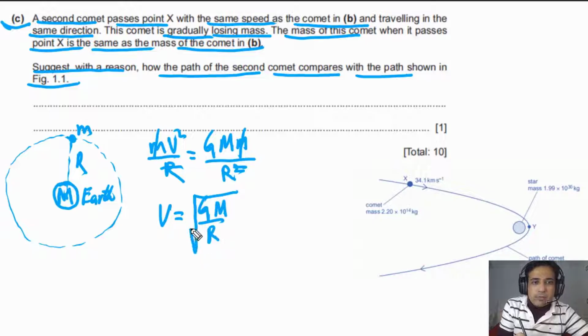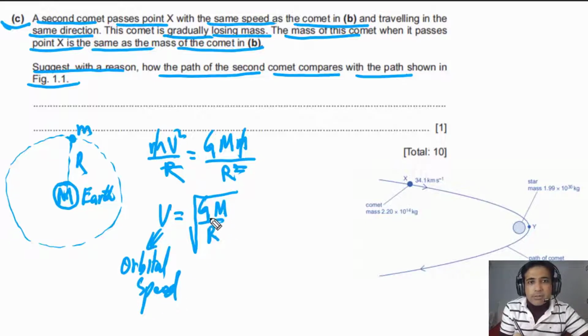And this v is the orbital speed. Now from here we can see that orbital speed does not depend on the mass of the satellite, or the mass of the object in orbit. If I replace this satellite with another satellite, and the mass of that satellite is equal to m1, you will see m1 will again be cancelled.